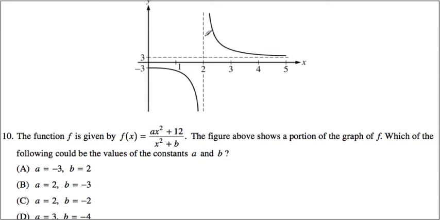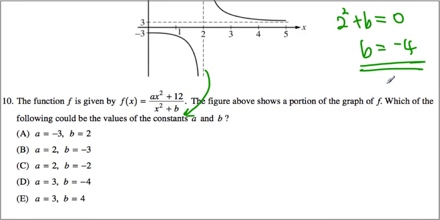So in fact, the fact that we have a vertical asymptote at 2. A vertical asymptote deals with the denominator. In other words, once you plug in 2, this one should be equal to 0. So 2 squared plus b has to be equal to 0. Then b must be equal to negative 4. So I'm looking at the choices that have b equals negative 4. In fact, that's the only possibility, which will be choice D.